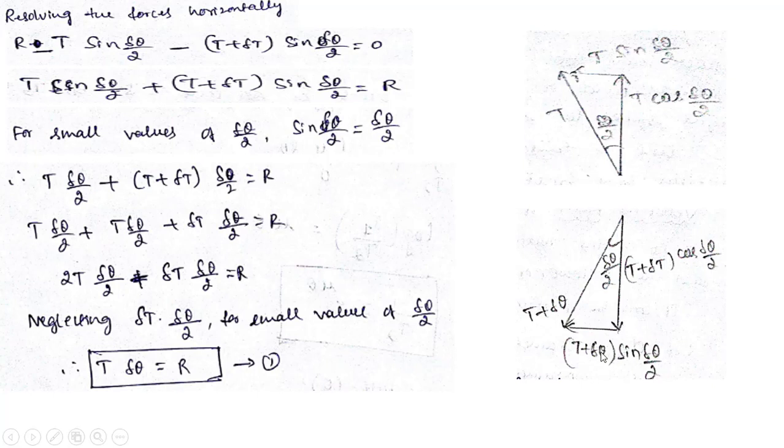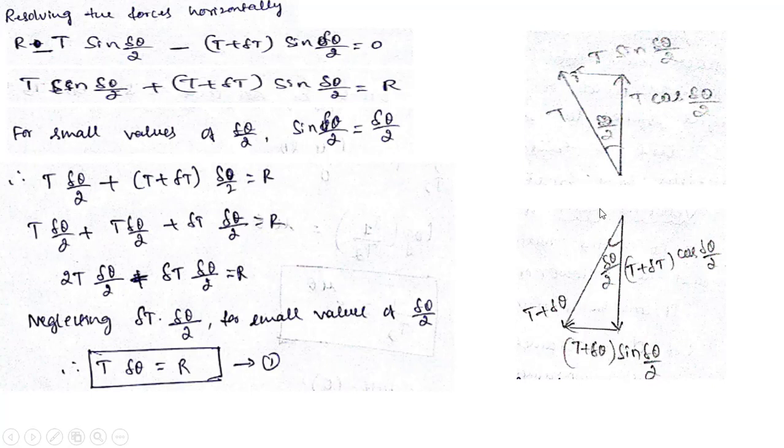Similarly here, please make a change here. This is T plus delta T. So T plus delta T sine delta theta by 2. Please make a change here. It should be T plus delta T. Similarly, it is T plus delta T. That is tension on the tight side, tension acting at point Q. It is T plus delta T. So make a note, make a change here as well as here. It should be T in place of this theta here.